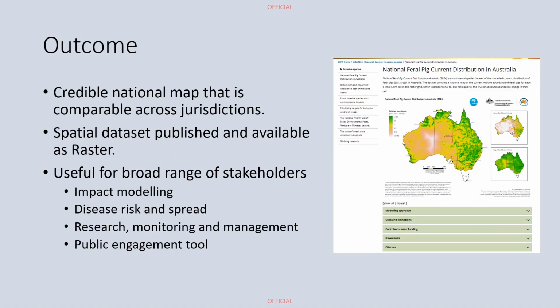Together we've built what we hope are credible national maps of the distribution of pigs that are comparable across state and territory boundaries, and we're hoping will facilitate further research, whether that's disease and impact spread modeling, threatened species overlays we've been talking about with some people, disease risks, and so forth, as well as public engagement tools. And we've really discussed with our stakeholders how to make these fit for these purposes.